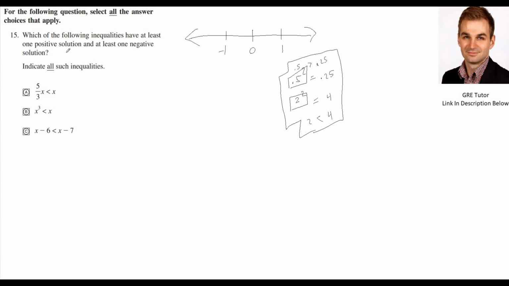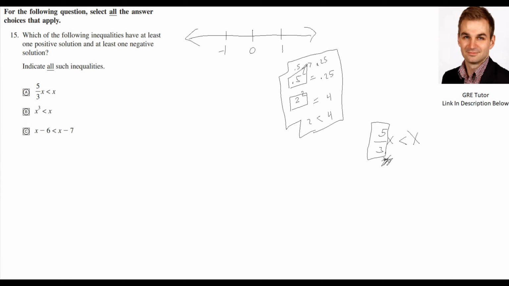So let's look at what we have here. Which of the following will have at least one positive solution and at least one negative solution? Let's look at the first one. The first one is 5 divided by 3 times x, and that's going to be less than x, right? So whatever x is, we're going to be multiplying it by 5/3.